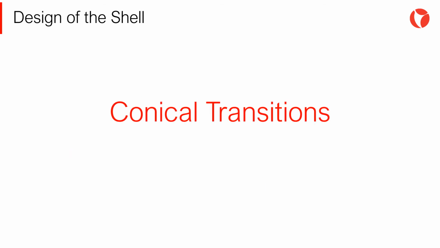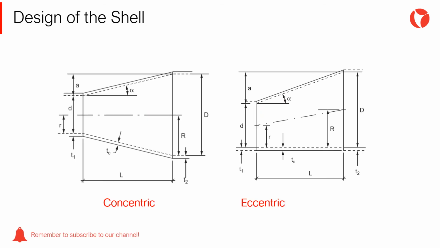When it comes to designing a conical transition, there are many possible arrangements. Depending on the surface of the pressure vessel, conical transitions can be concentric or eccentric. The calculation method is identical for both configurations, with some special considerations for eccentric reducers.